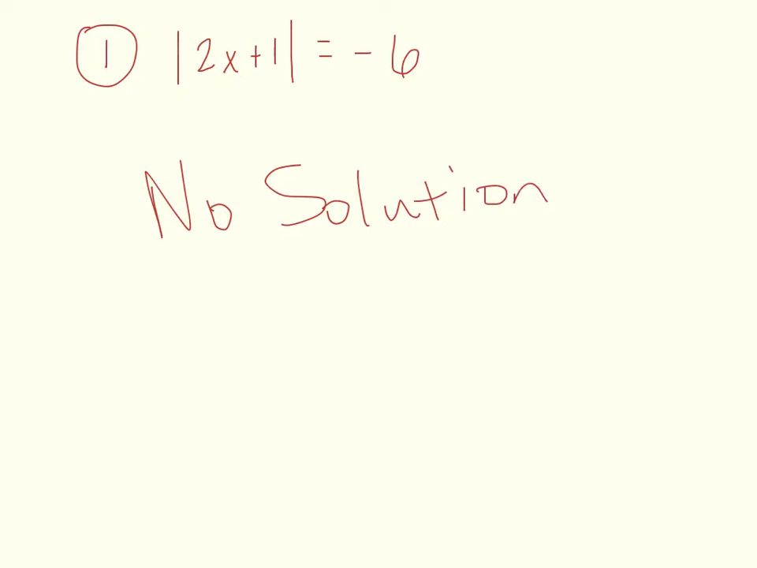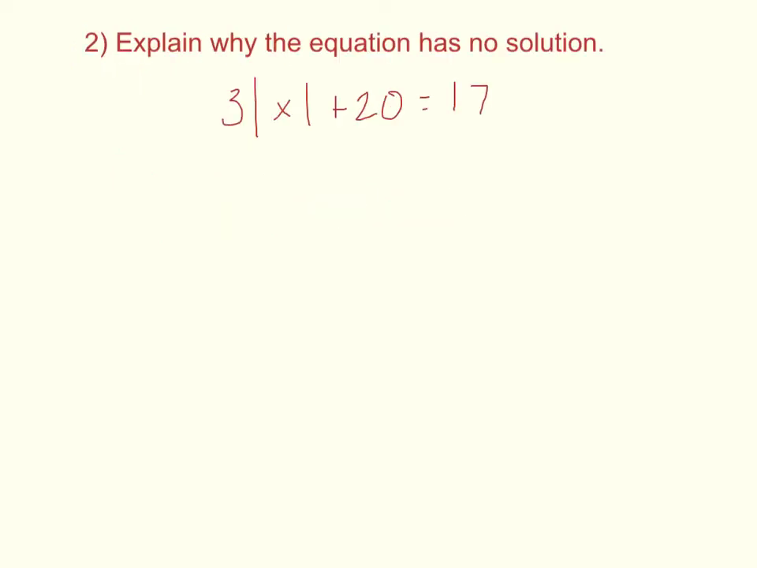And the reason for that being is because the absolute value cannot equal a negative number because distance cannot be negative. Okay, so number 2, explain why the equation has no solution. Well, right now it says 3 times the absolute value of x plus 20 equals 17. It looks like it has a solution, so let's get the absolute value by itself to see. So we subtract 20 from both sides.